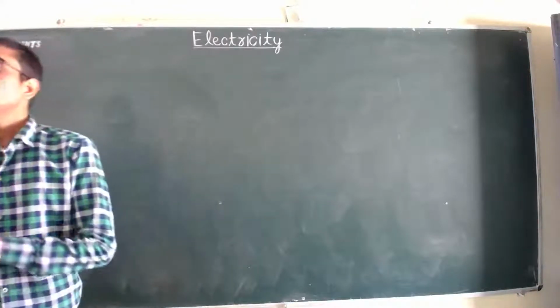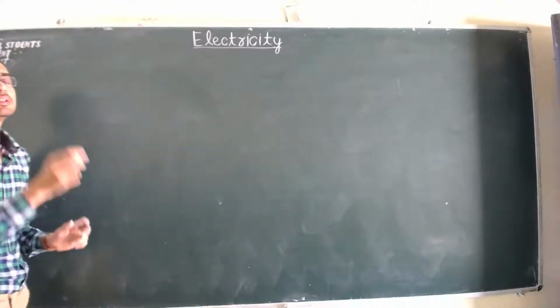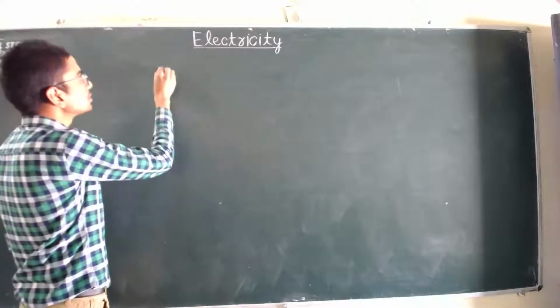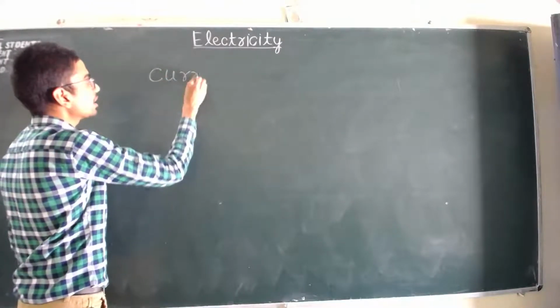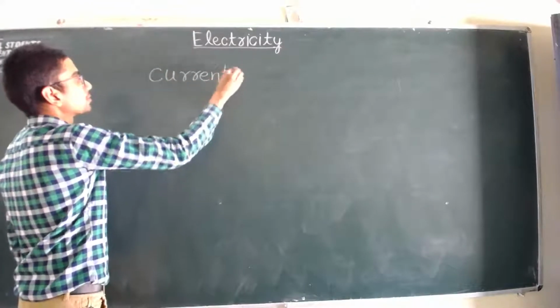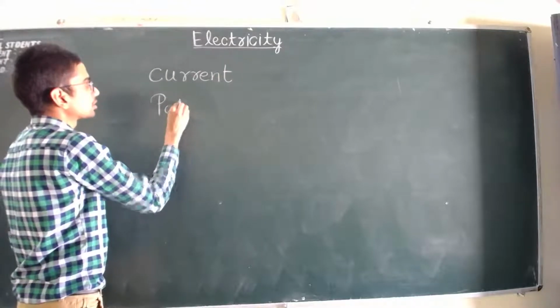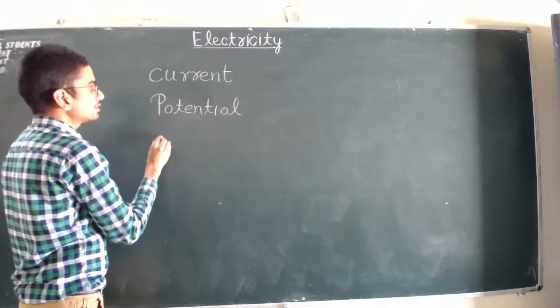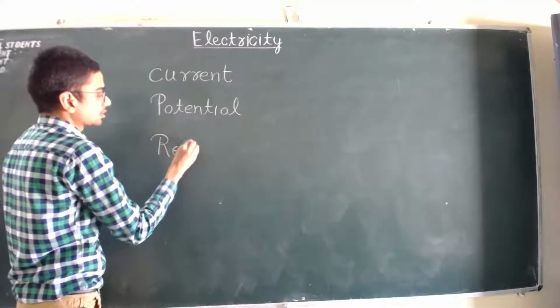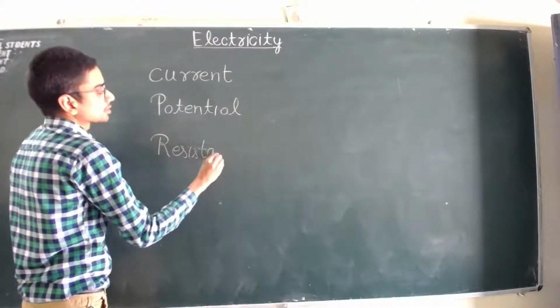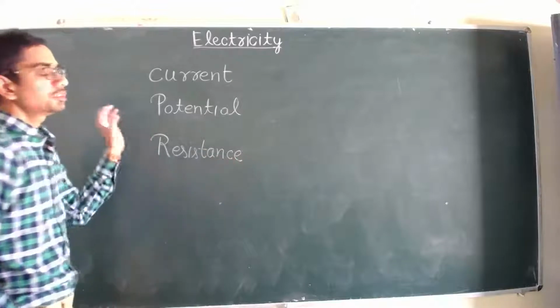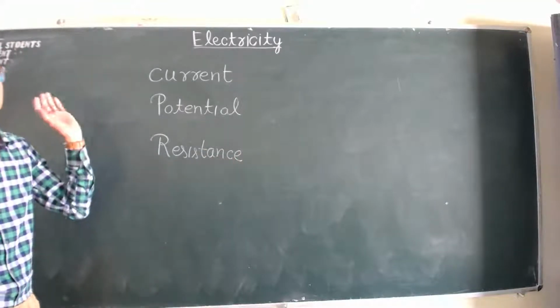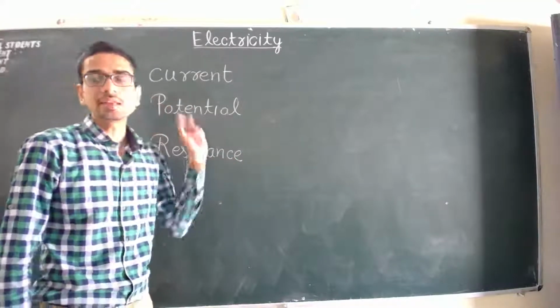In this chapter, you will study again and again about these three parameters: current, potential, and resistance. These are the most important parameters in electricity. You must know what these actually are.